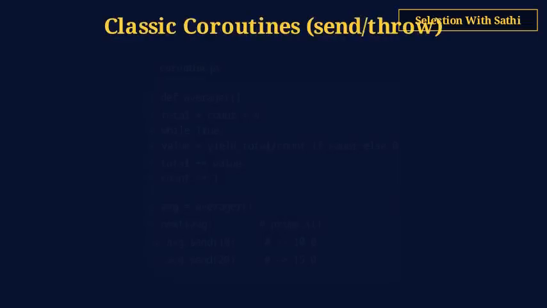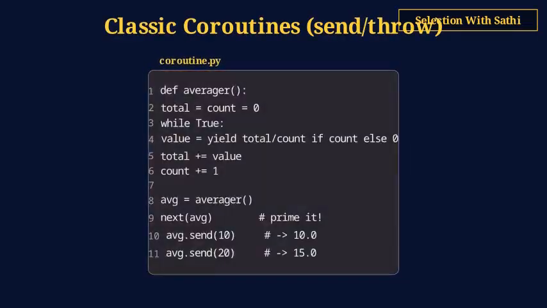Classic coroutines use generators with send, throw, and close. .send(value) resumes the generator and delivers the value to the yield expression. The first call must be next or send(None) to prime the coroutine. .throw raises an exception at the yield point. .close raises GeneratorExit to cleanly shut down the coroutine. These pre-async coroutines still appear in older Python codebases.